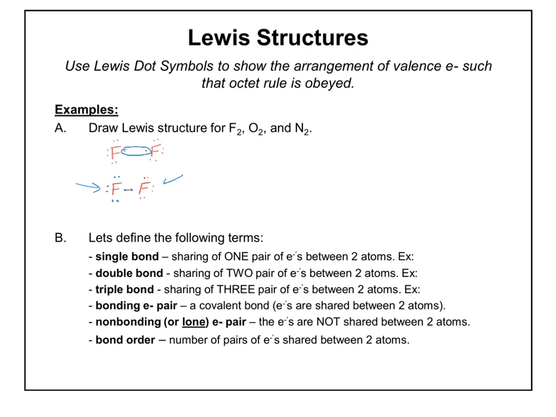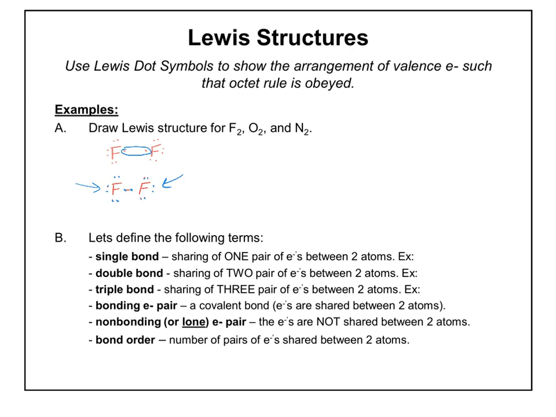If I do the same for this fluorine, counting up all the valence electrons, 1, 2, 3, 4, 5, 6, and then the 2 in the bond, 7, 8. So that fluorine also obeys the octet rule.